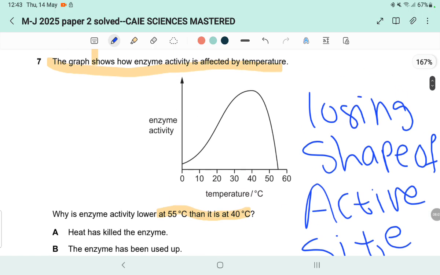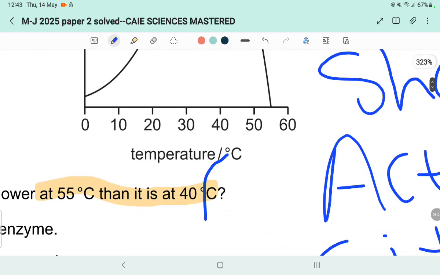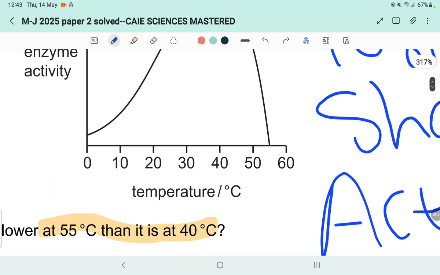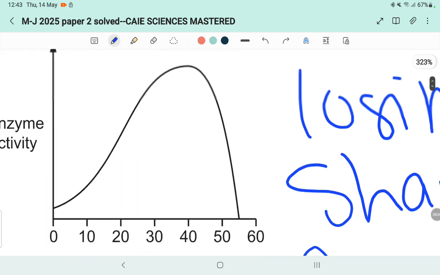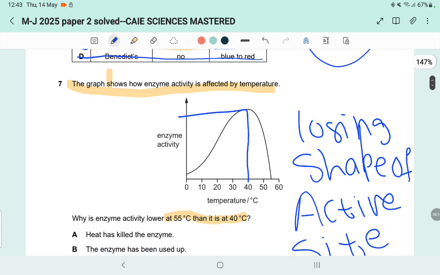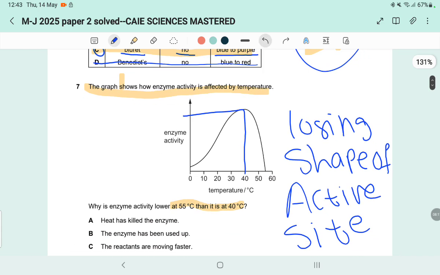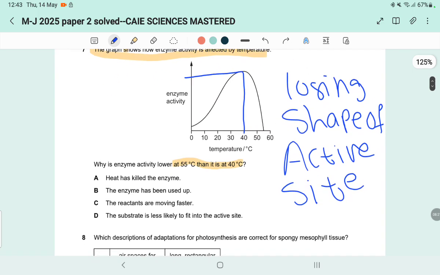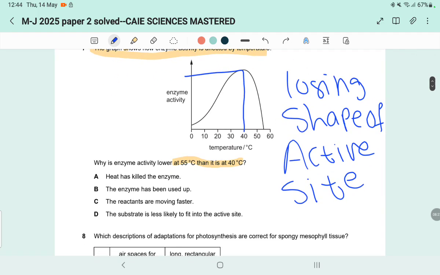If you check it closely, I will tell you a trick. In this question, he's saying to you at 40. Do you know why he told you at 40? Because 40 is the optimum temperature for any enzyme. Now he's saying to you what will happen at 55. Basically the enzyme will be denatured and it will die, and you cannot use it anymore. So the answer is basically D.